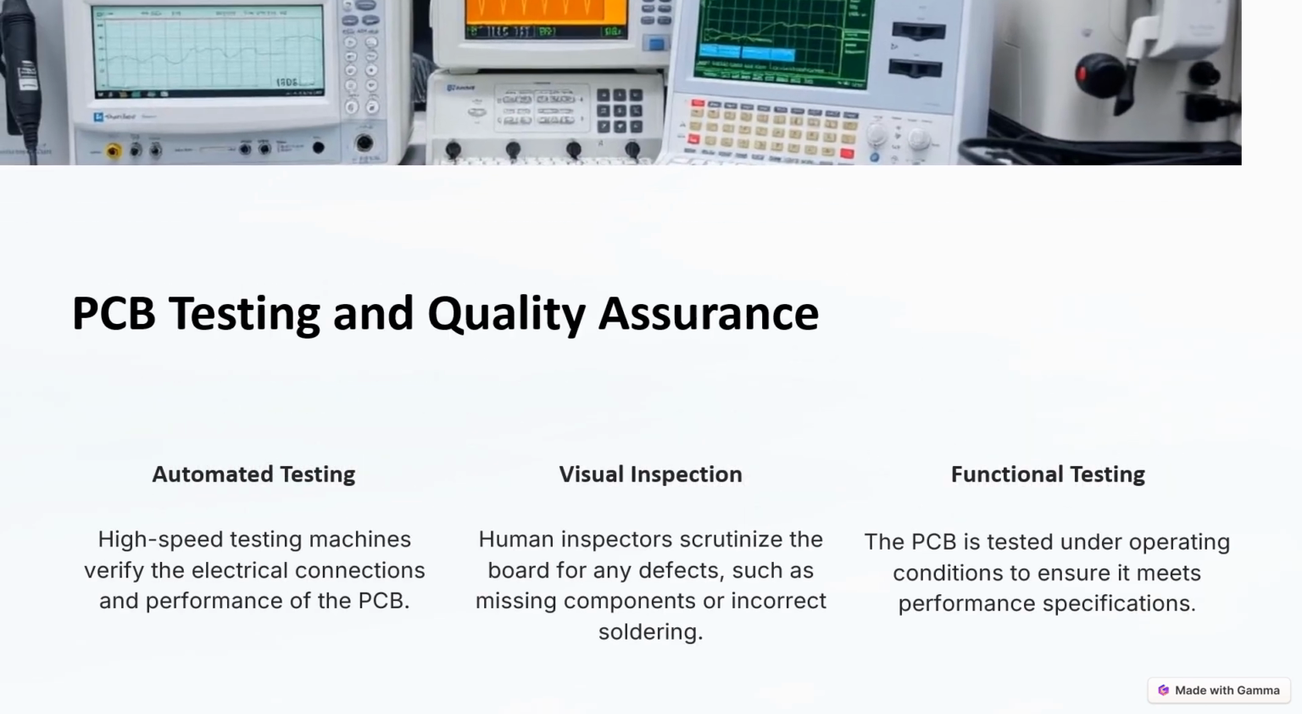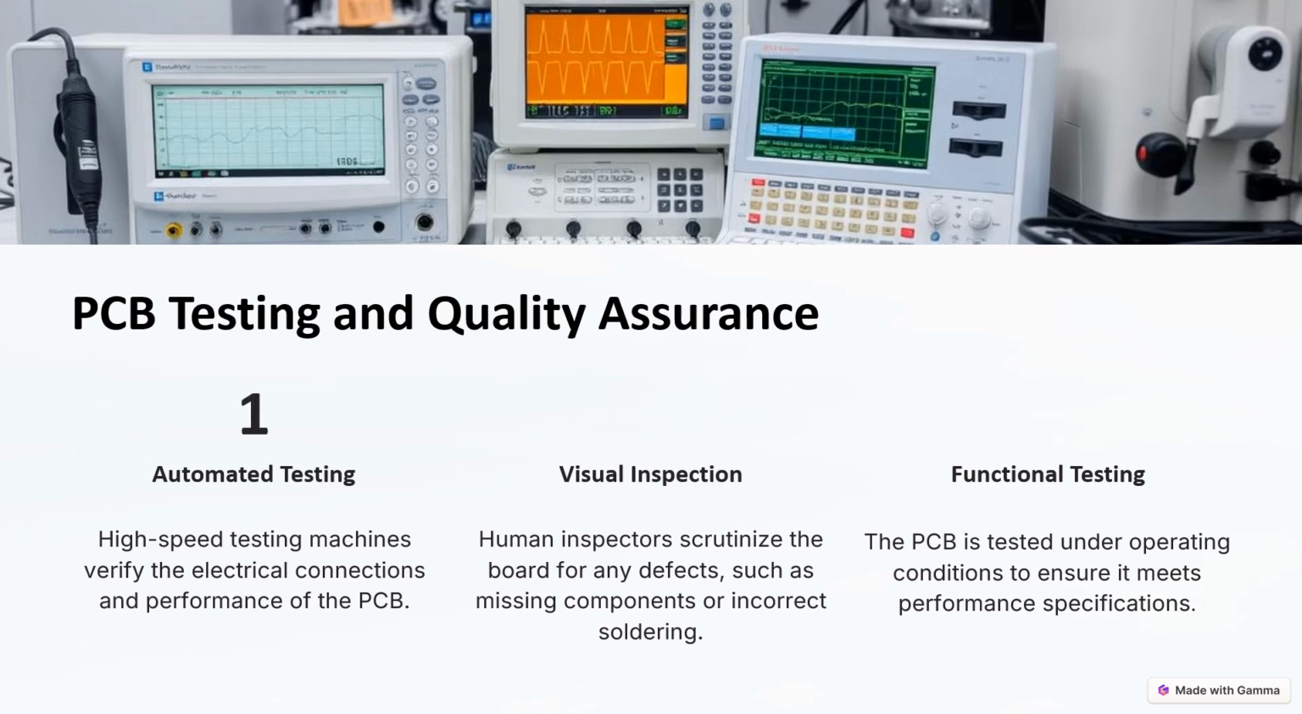PCB testing and quality assurance. Automated testing. High-speed testing machines verify the electrical connections and performance of the PCB. Visual inspection. Human inspectors scrutinize the board for any defects such as missing components or incorrect soldering. Functional testing. The PCB is tested under operating conditions to ensure it meets performance specifications.